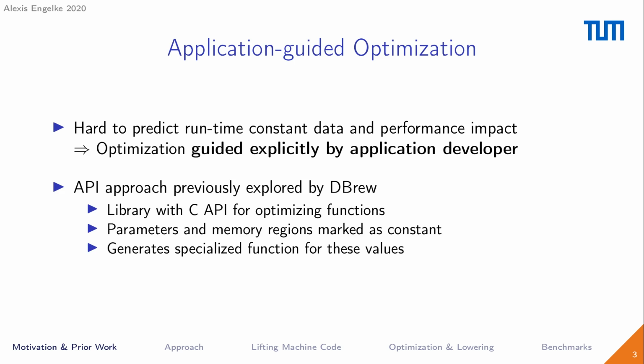Such an API-based approach has been previously explored by DBrew, a library for dynamically optimizing functions. With the DBrew API, function parameters and memory regions can be marked as constant, and DBrew generates an optimized version of the function. The main optimization possibilities in this setting are constant propagation, loop unrolling, inlining, and dead code elimination.